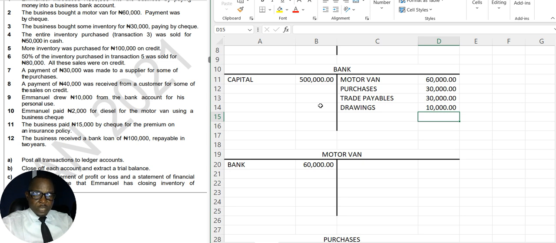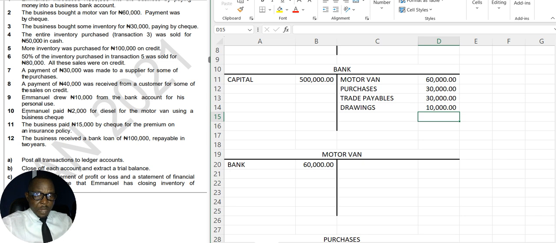However, please remember, friends, that drawings is that part of the owner's capital account that must reduce the owner's fund, owner's investment in the business. So it's supposed to reduce the capital by the amount of drawings the person took from the business. All right, please, let's just bear that in mind.